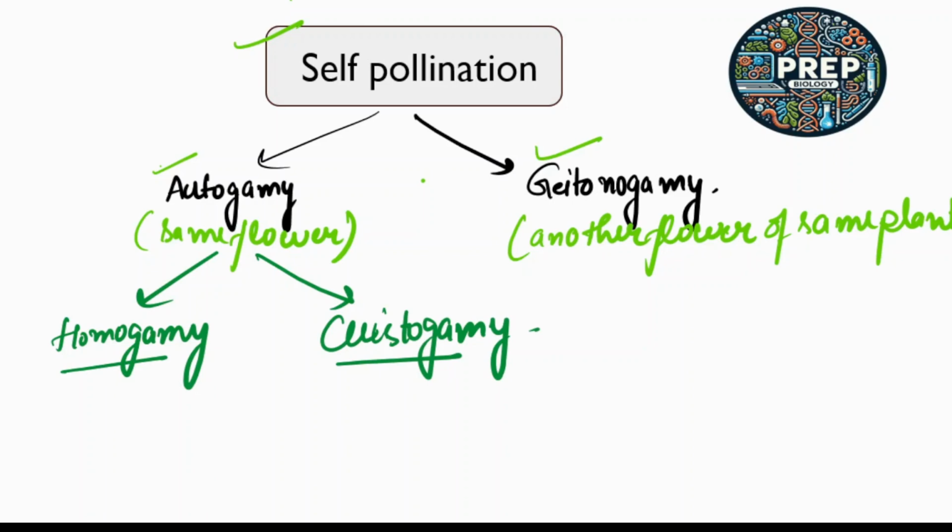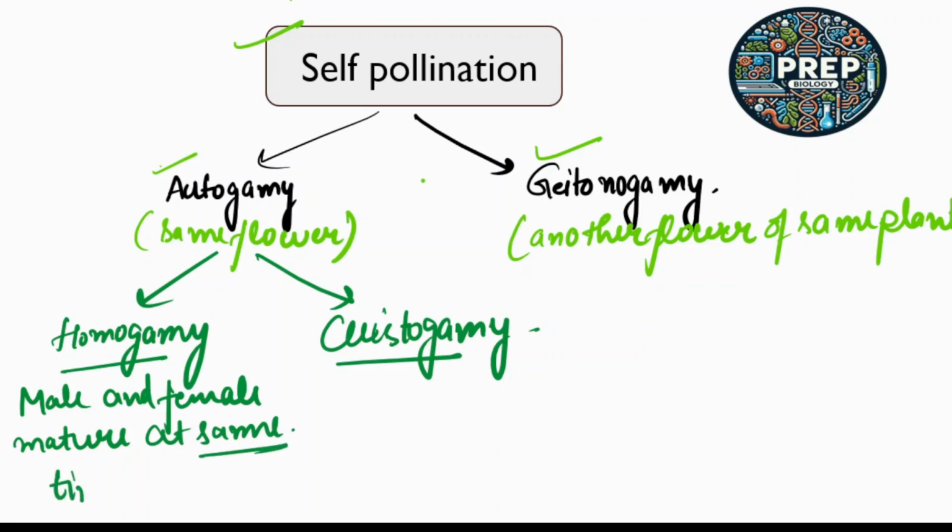Homogamy: homo means same. So when the male and the female reproductive parts of the flower mature at the same time, homo means same time, that condition is called the homogamy. This is very important. When male and female parts mature at the same time, that condition is called the homogamy. Now cleistogamy. The term cleistogamy is derived from the cleistogamous flower.